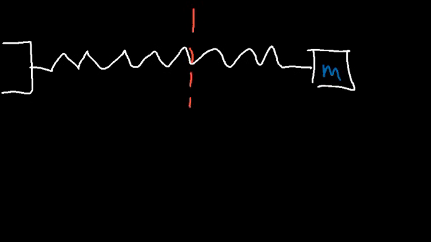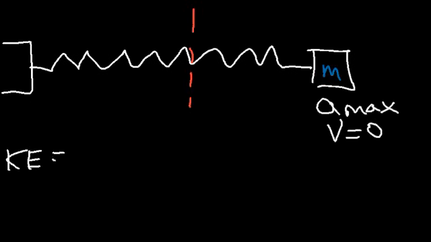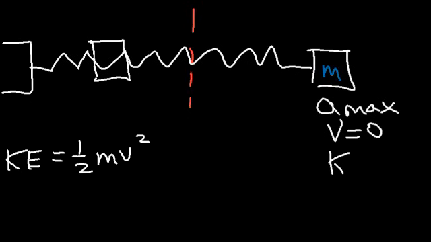When it's fully stretched, and once you release it, the acceleration is at its maximum and the velocity is 0. The kinetic energy of any moving object is 1/2 mv squared, so the kinetic energy is dependent on the speed. When it's fully stretched or fully compressed, the kinetic energy is at a minimum because the velocity is 0. So KE is going to equal 0 when it's fully stretched or compressed.